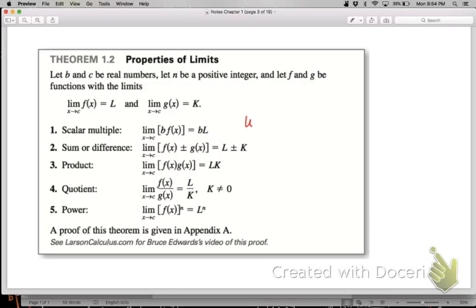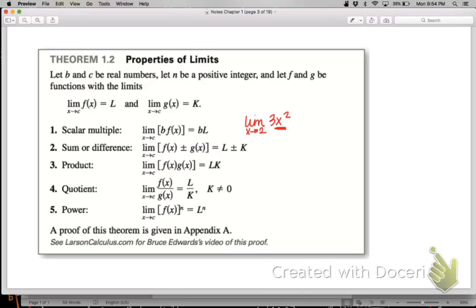So here's an example. What if I wanted the limit as x approaches 2 of 3x squared? Well, we just talked about x squared, so instead, if we think of just the limit as x approaches 2 of x squared, which we know is going to be 4, then we can multiply that by 3, and we see that it's going to be 12. That's how that property works. And then all the other basic operations also work.